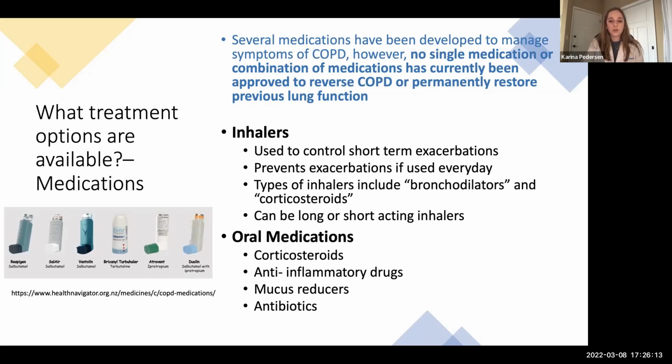They reduce inflammation. So some of these are inhalers on the left, and their common drug names are Respligin, Xolair, Ventolin, and Duolin. I'm bad at pronunciation, but some of these are very common inhalers to be prescribed to a COPD patient.